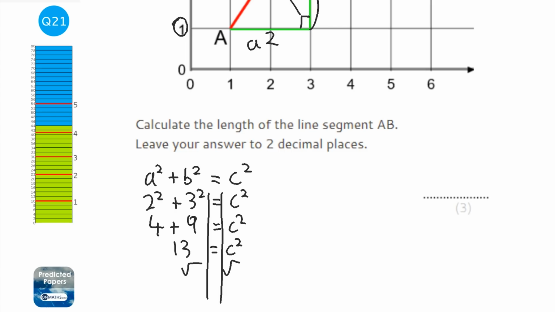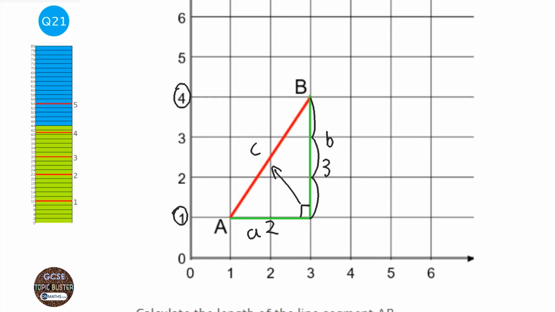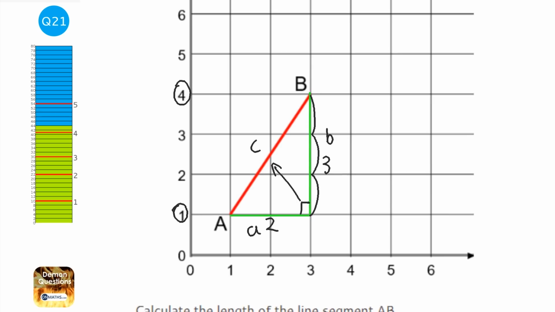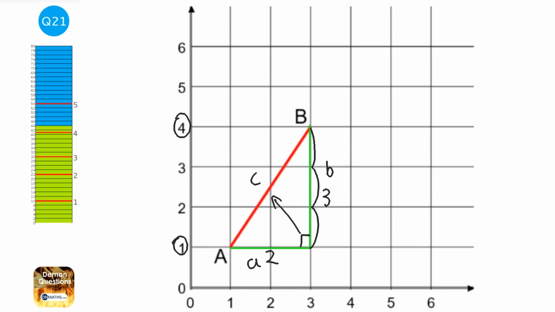So square root of 13 is 3.6055 blah blah blah equals C. So to 2 decimal places, it's 3.61. Now be careful, sometimes it will say that it's done on centimetre square grid, so you might have units attached. If you want to put units but it doesn't say any, you can just write 3.61 units.